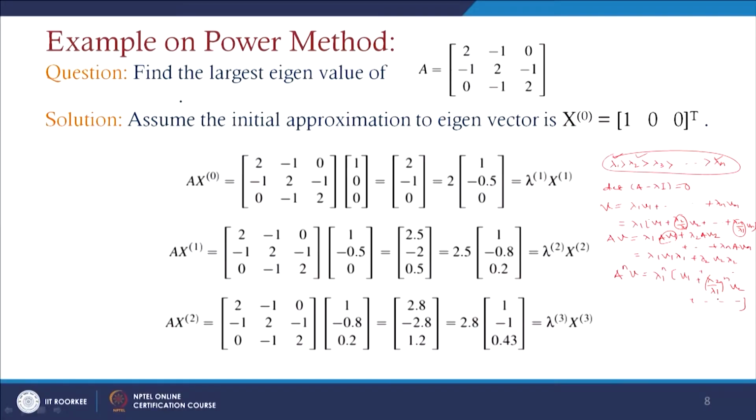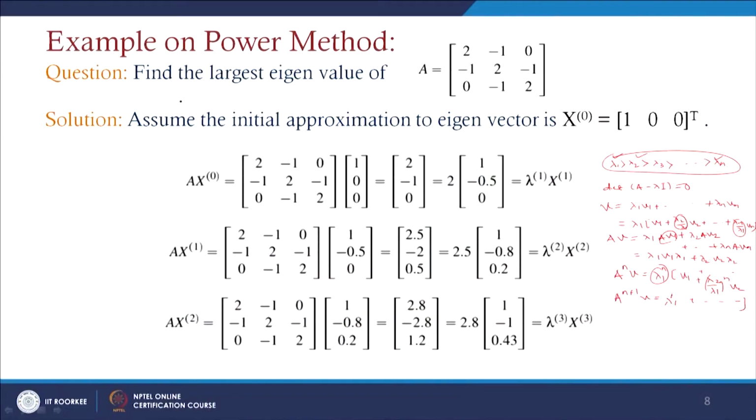When n tends to infinity, lambda 2 by lambda 1 to the power n is a very small quantity, and all other such quantities can be neglected, and we are left with lambda 1 to the power n. If you take A to the power n plus 1 V, this gives lambda 1 to the power n plus 1, with the remaining factors neglected. If you compare these coefficients, we can find that lambda 1 is the largest eigenvalue of this matrix.